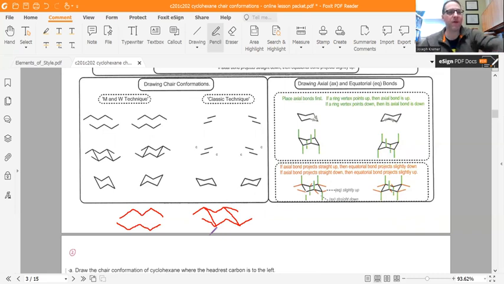Hopefully you're working in pencil, because you're actually gifted some equatorial bonds here. So to have a good chair conformation, it should not have any loose edges.